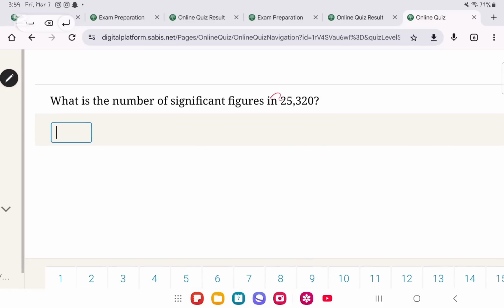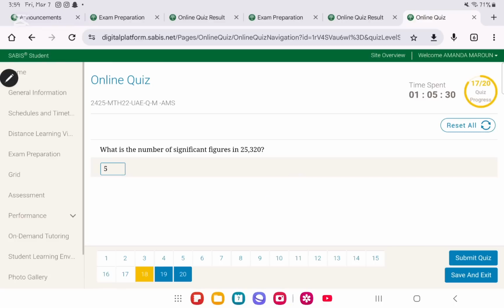It's the same thing. Any zeros before do not count. Any zeros after do count. So you're going to have 1, 2, 3, 4, and 5 significant figures in this question. Move on to question number 19.